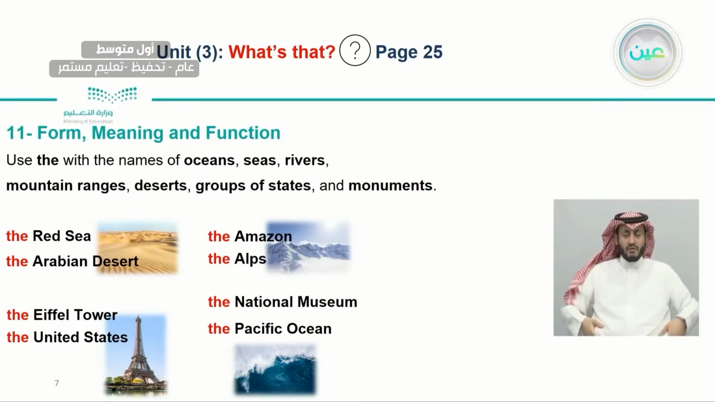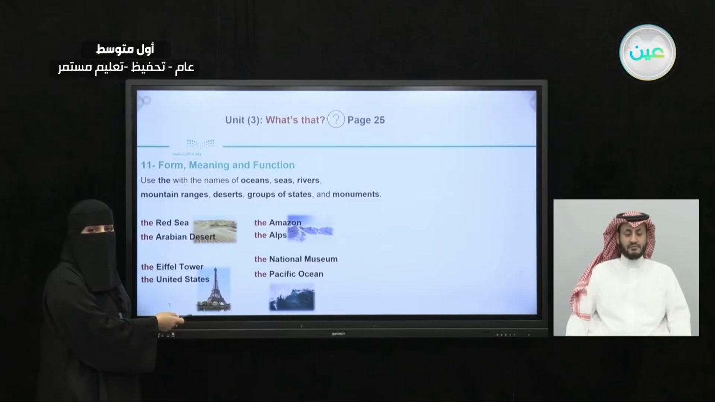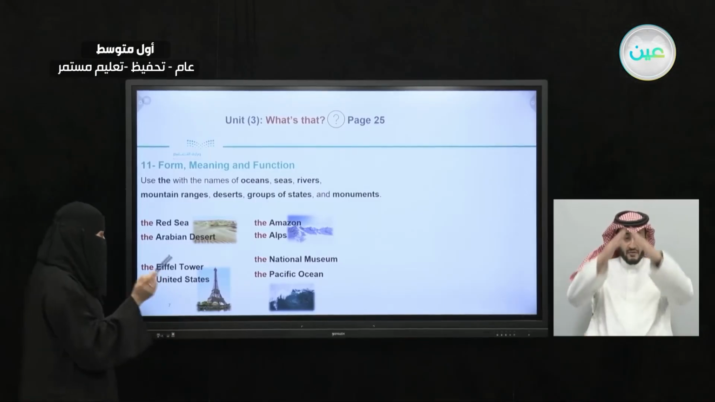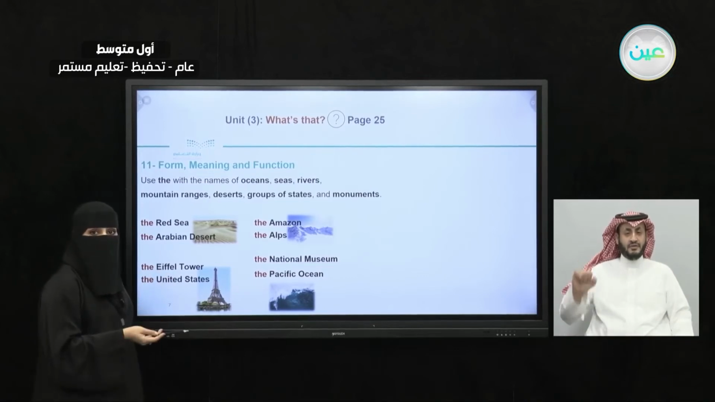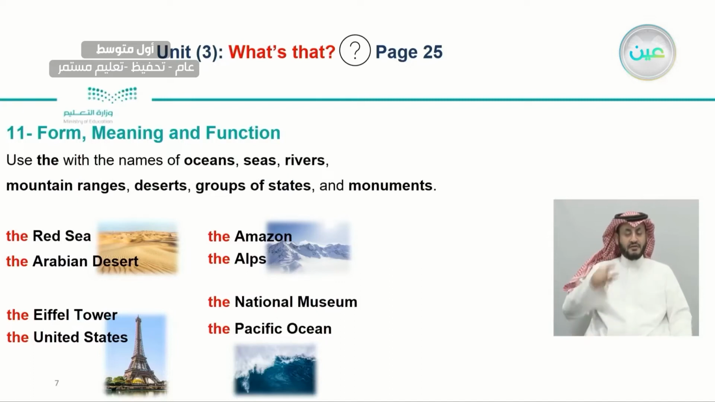The same thing. They are very well known, okay? Look again: oceans, seas, rivers, mountain ranges, deserts, groups of states, and monuments. Look at this picture right here. What do you see? Can you tell? Okay, good job. The Eiffel Tower, it's very famous and well known, and it's only one. Okay, so that's why we choose the before Eiffel Tower.